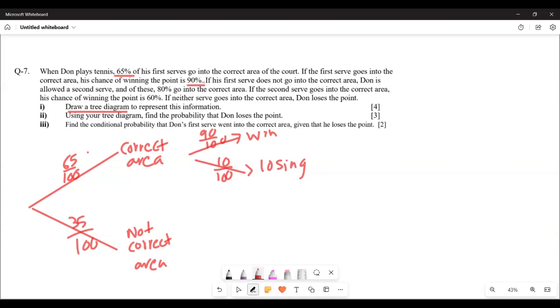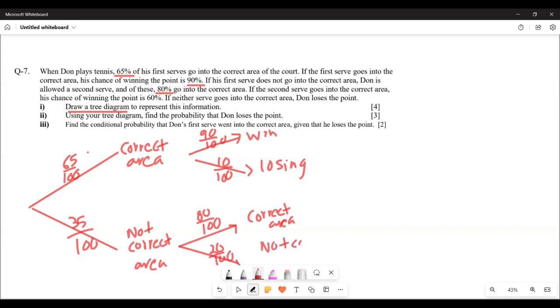If his first service does not go into the correct area, Don is allowed a second service, and of these 80% go into the correct area. So if it didn't go into the correct area, he gets a second chance, and 80% of the time it goes into the correct area. That means 20% of the times it does not go into the correct area.